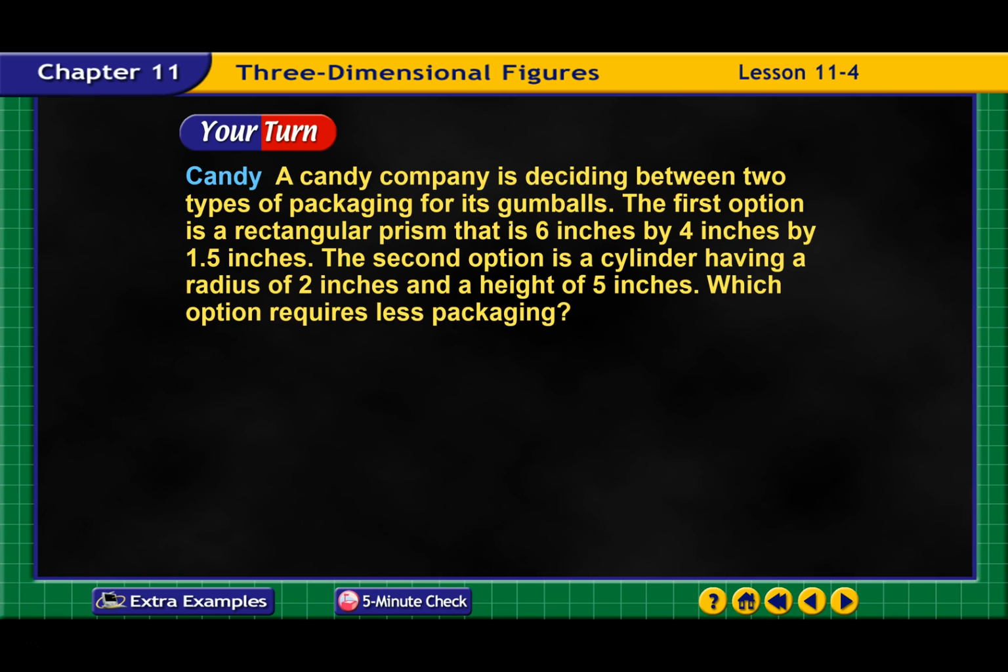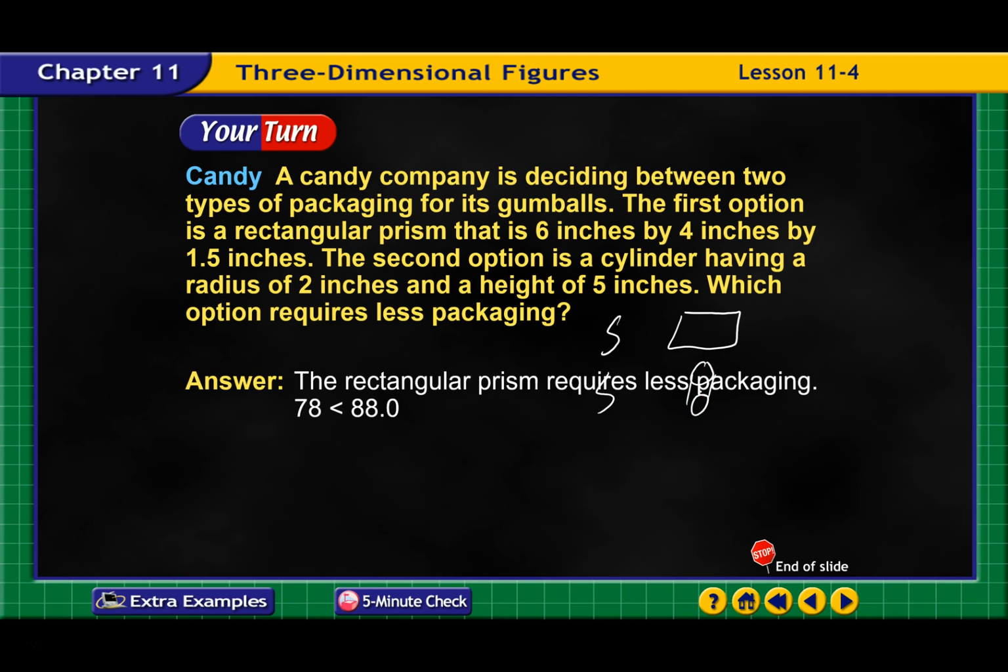All right, quickly try this one. I've only got a few seconds. So again, they're asking which one has less packaging. So find the surface area of the rectangular prism and the surface area of the cylinder, and compare them together. So the rectangular prism requires less packaging because 78 is less than 88. The rectangular prism comes out to 78, and the cylinder comes out to 88. Good luck on the lesson.